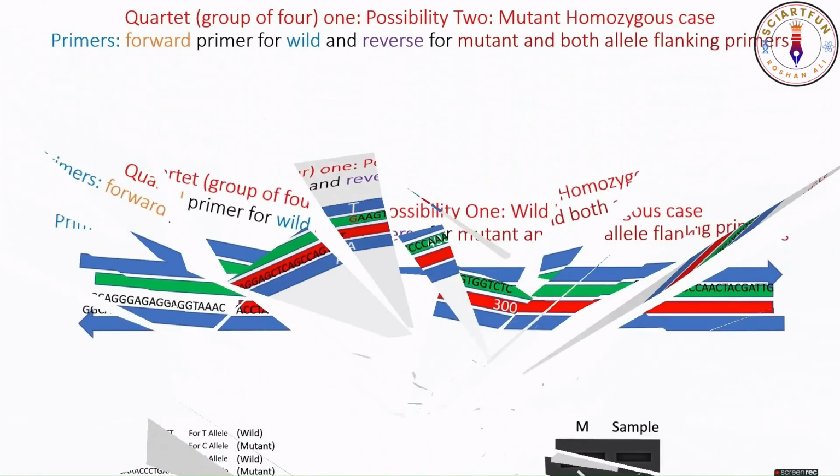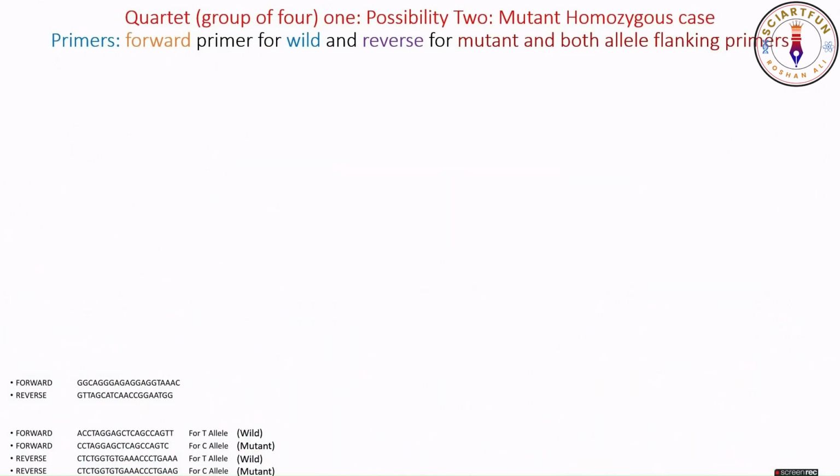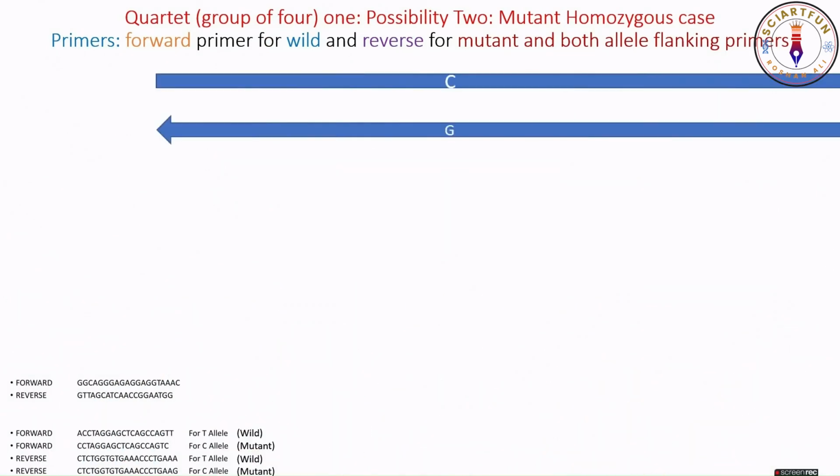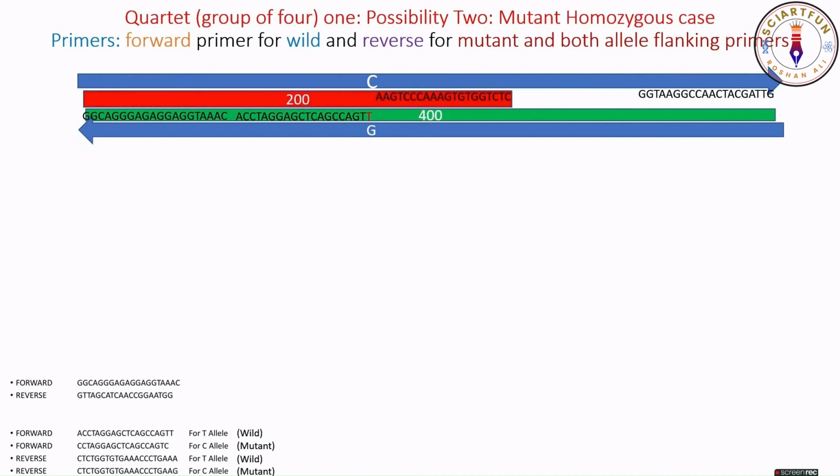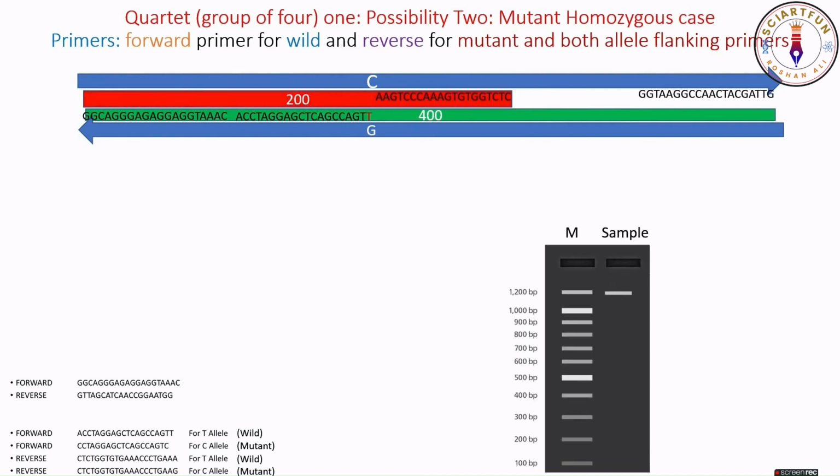Now we have mutant homozygous case. Again you add the same primers. But this time you will get one amplicon of common primers and one of the mutant allele. On the gel, the common band will be seen at 400 while the mutant will be seen on 200 base pairs.